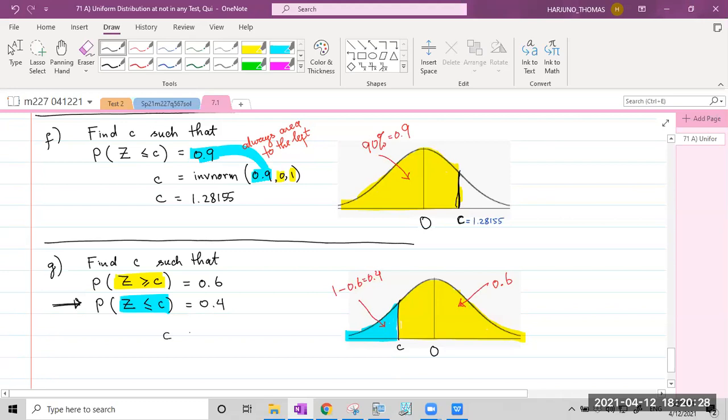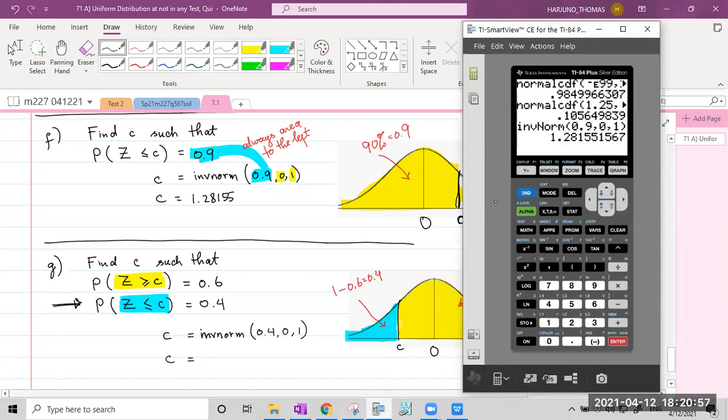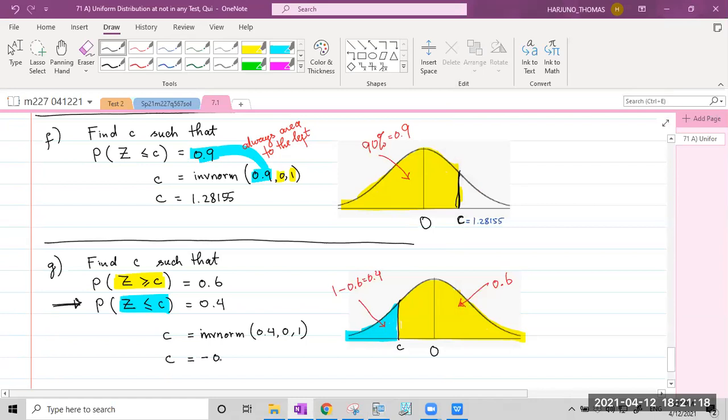From there, c is equal to inverse norm, the area to the left 0.4, the mean is 0, the standard deviation is 1. Then we use our calculator. Inverse norm, 0.4, the area to the left, the mean is 0, the standard deviation is 1. Negative 0.25335. And it makes sense because from our picture, we see that c is to the left of 0.